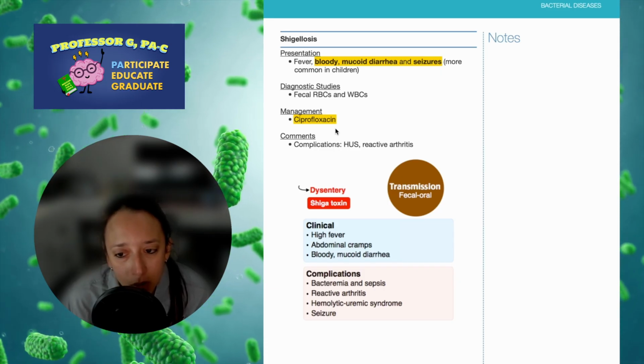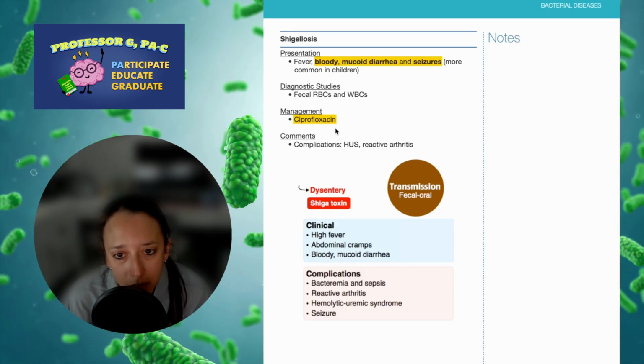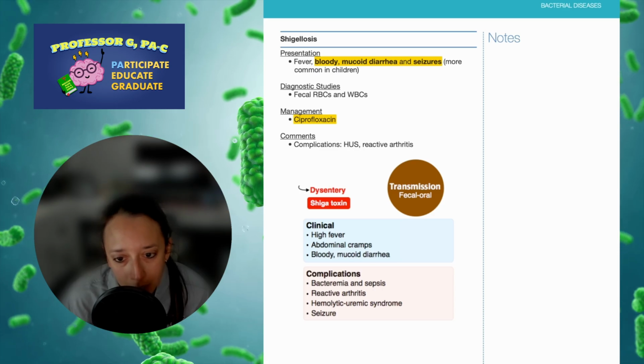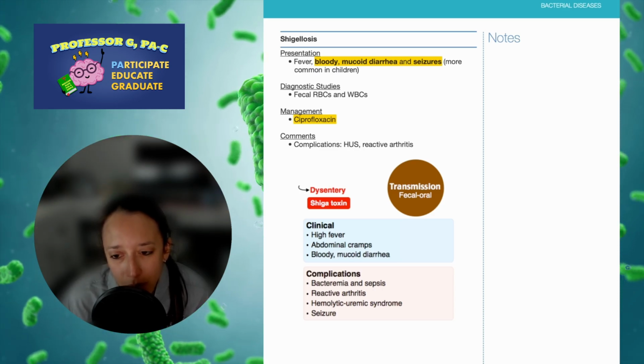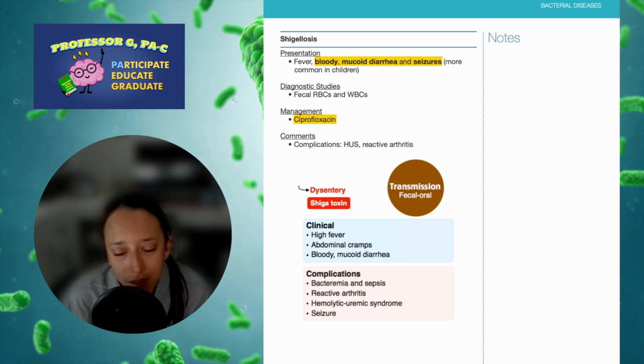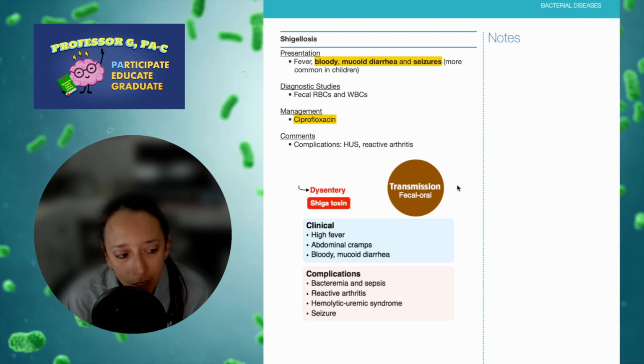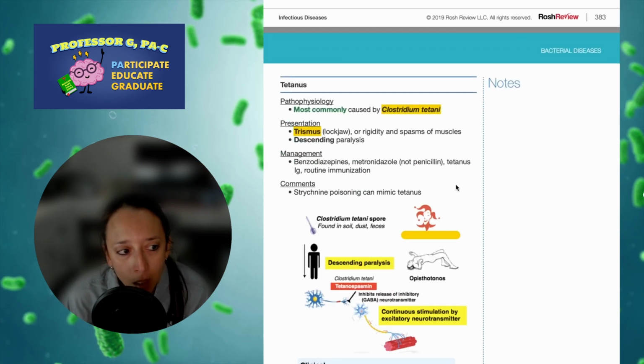It can also include hemolytic uremic syndrome and reactive arthritis because it's Shiga-like. And so it hits pretty hard and pretty fast. We want to think high fever, seizures, bloody stools in kiddos, and then treat them accordingly.